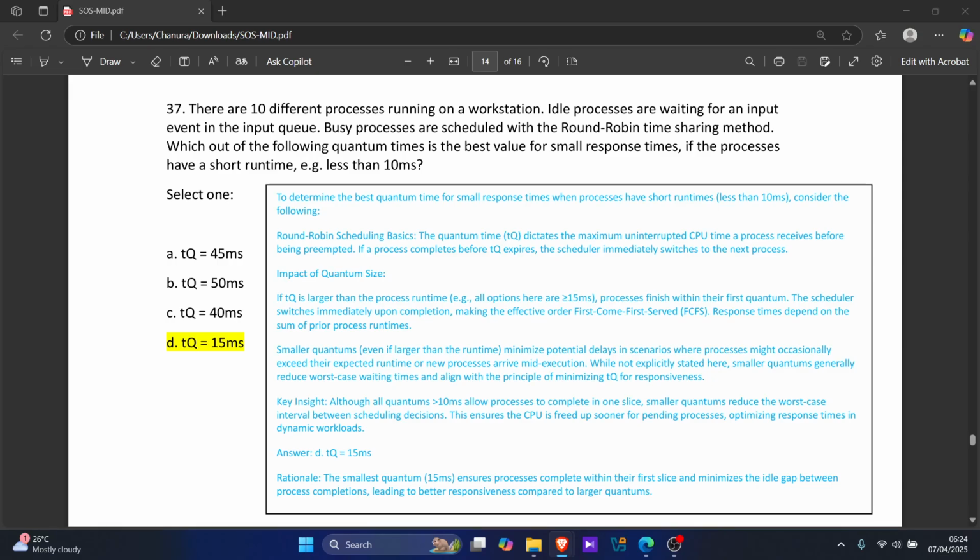However, the options given are 15 milliseconds, 40 milliseconds, 45 milliseconds, 50 milliseconds, and 15 milliseconds is the smallest. Wait, the options are A 45 milliseconds, B 0.50 ms, C 0.40 ms, D 0.15 ms. So the only small quantum is 15 milliseconds. The others are all larger than the process runtime. So if the quantum is set to 15 milliseconds, which is larger than 10 milliseconds, then each process finishes in one quantum, and the next starts immediately.